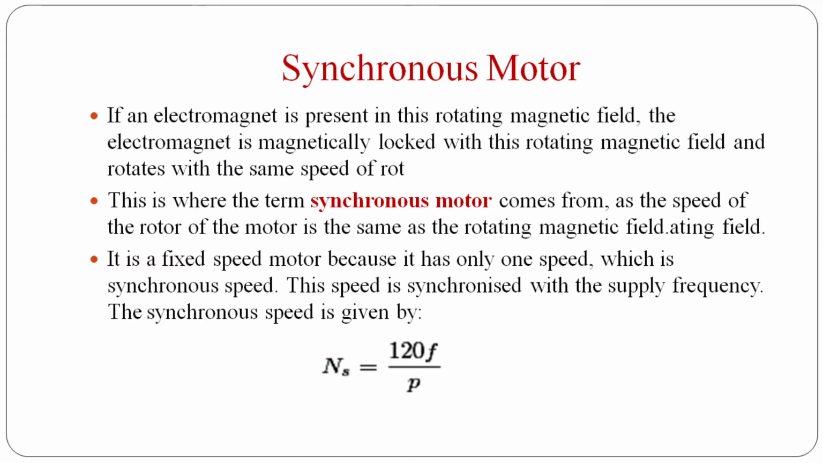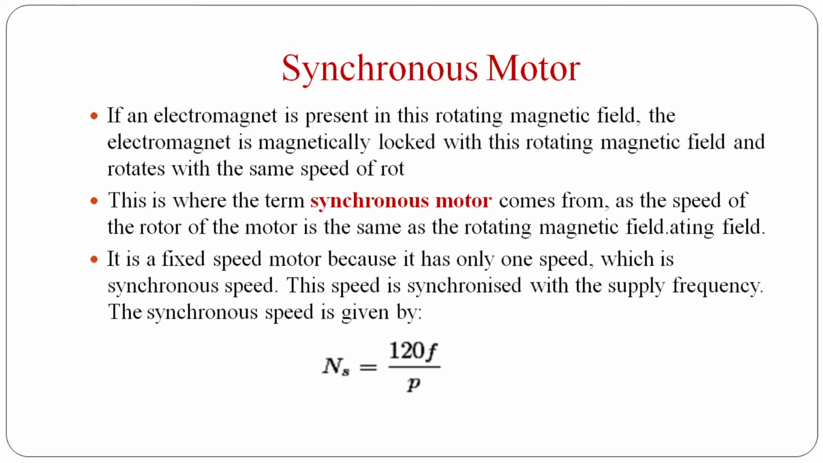If an electromagnet is present in this rotating magnetic field, the electromagnet is magnetically locked with this rotating magnetic field and rotates with the same speed as the rotating magnetic field. So the term synchronous motor comes into the picture because the speed of the rotor of the motor is the same as the rotating magnetic field speed. So the speed of the rotating magnetic field and the speed of the motor are the same.